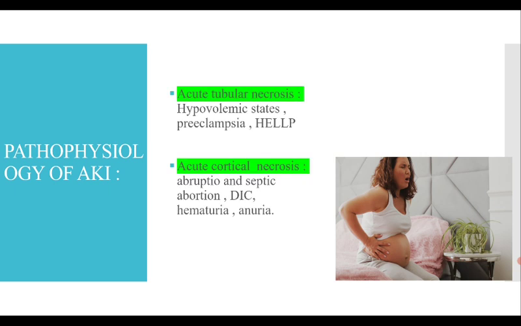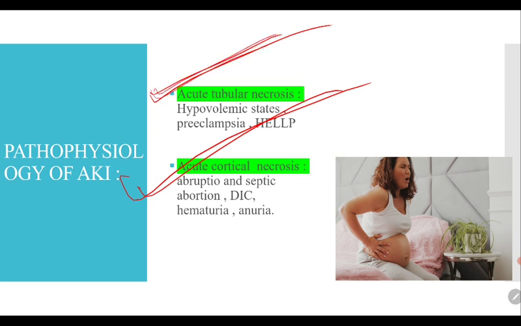What is the pathophysiology of AKI? There are two pathologies. One is acute tubular necrosis. One is acute cortical necrosis. In acute tubular necrosis, the tubule becomes necrotic in a hypovolemic state.